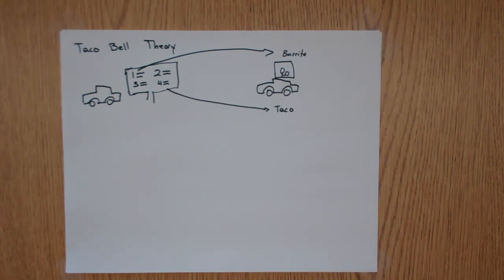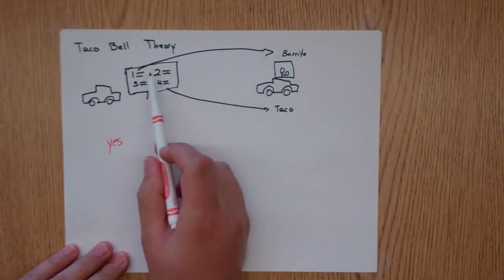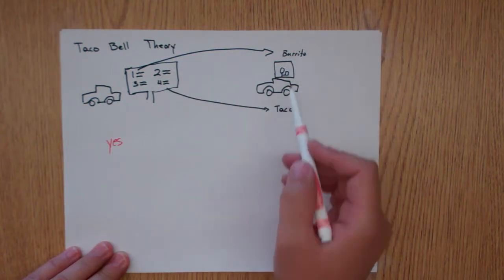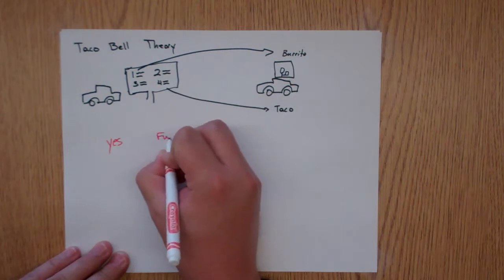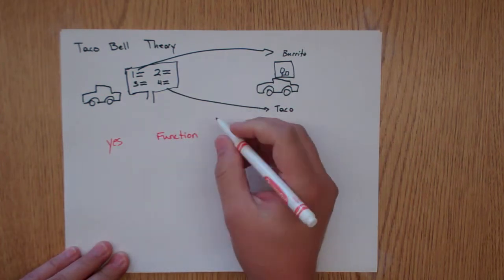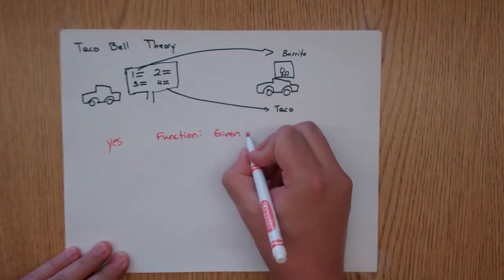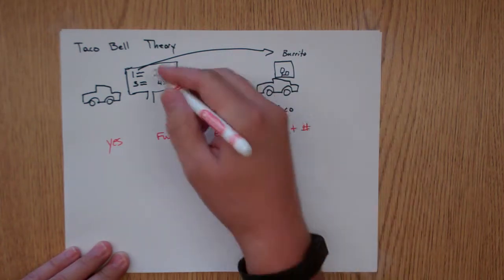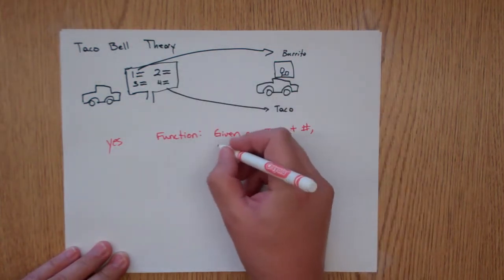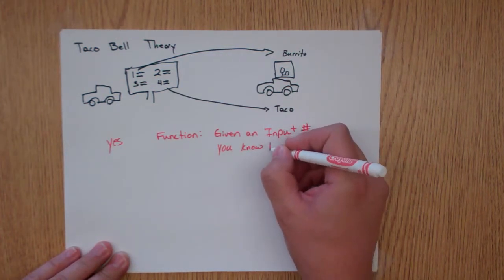Well, is this a function? The answer is yes. This is a function because each item on this menu board is mapped to only one actual food item. So it is a function because given an input number on the menu board, you know the output.